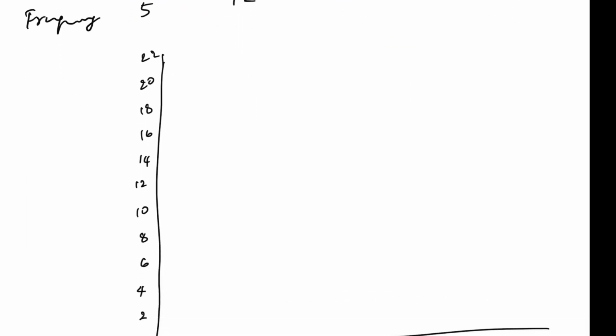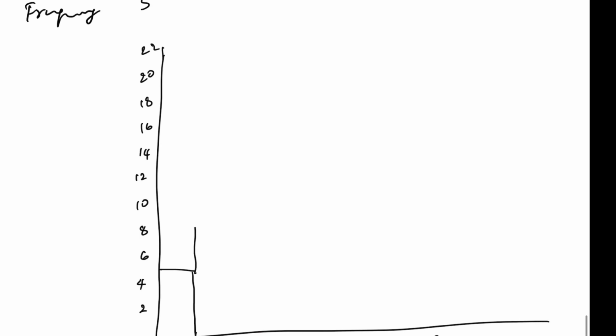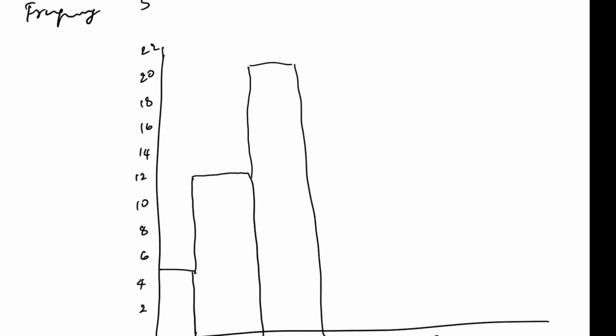In that case, what I need to do: 0 to 10 is 5. Next you have 10 to 20, which is 12. Properly you need to draw this neatly on a graph, but since I am not using a graph sheet, it's just like this. Then 20 to 30 is 20, 30 to 40 is 9, and 40 to 50 is 4.